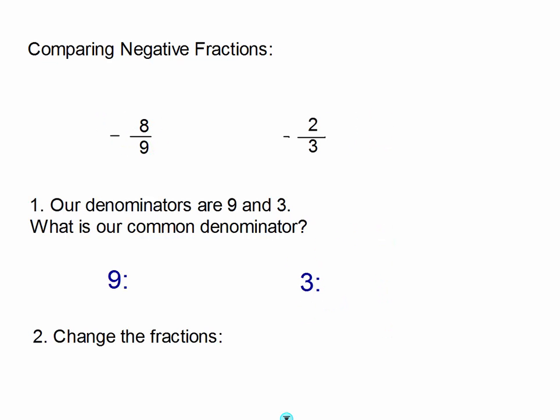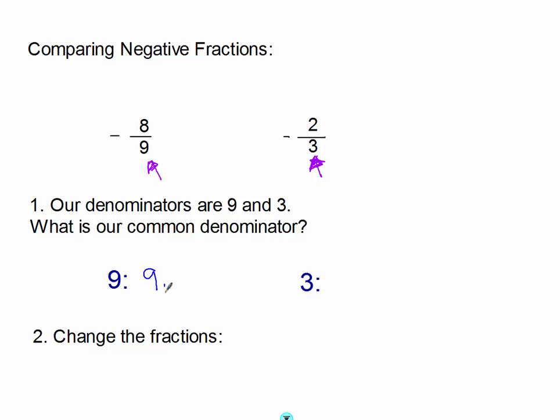Let's look at another example very quickly that involves negatives. The process is very similar. You have to start with your common denominator. So our first fraction is -8/9. Our second fraction is -2/3. Our denominators are 9 and 3. Begin by making your multiples list.